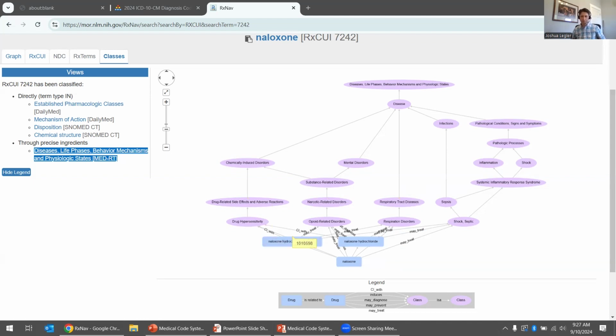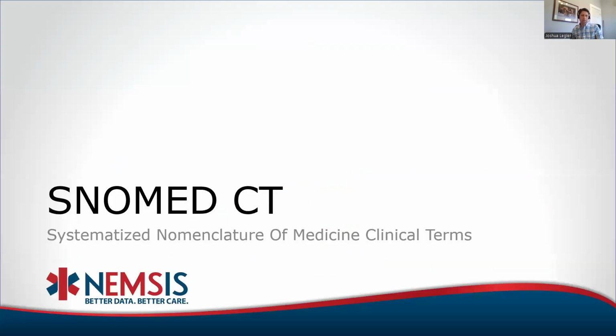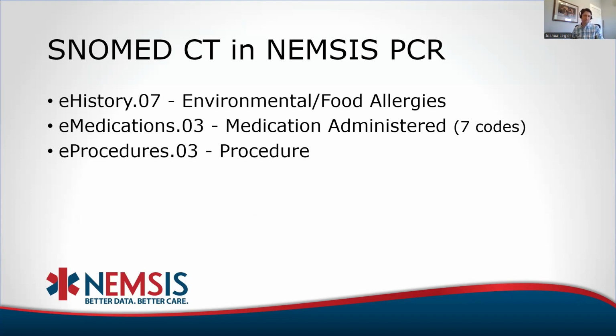Okay, so that's RxNorm. And the third one I want to cover is SNOMED CT. So SNOMED originally stood for Systematized Nomenclature of Medicine, and CT standing for clinical terms. They have done away with what the acronym stands for, so now it's just referred to as SNOMED, but that's what it was originally. It's used in NEMSIS patient care reports for allergies, specifically environmental or food allergies, and procedures.